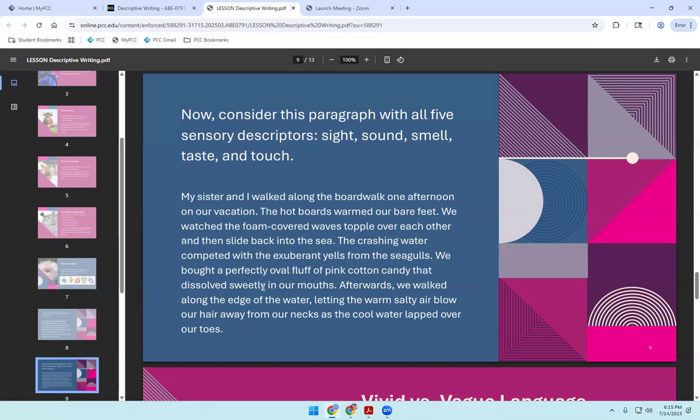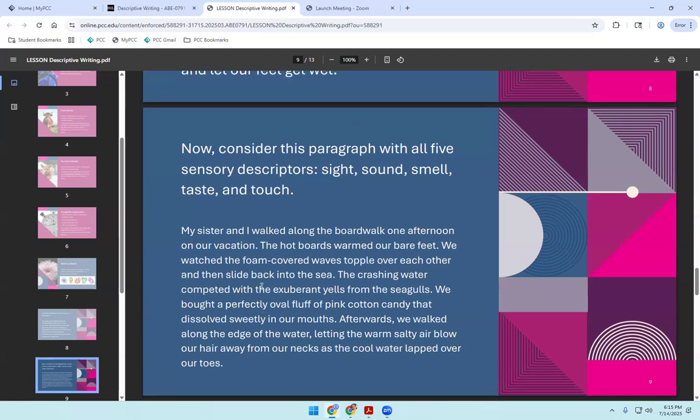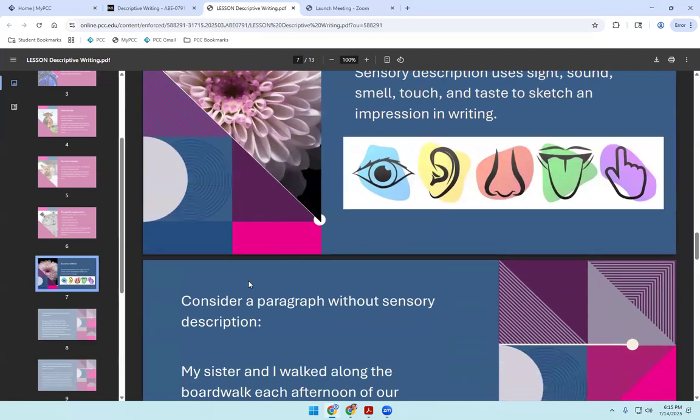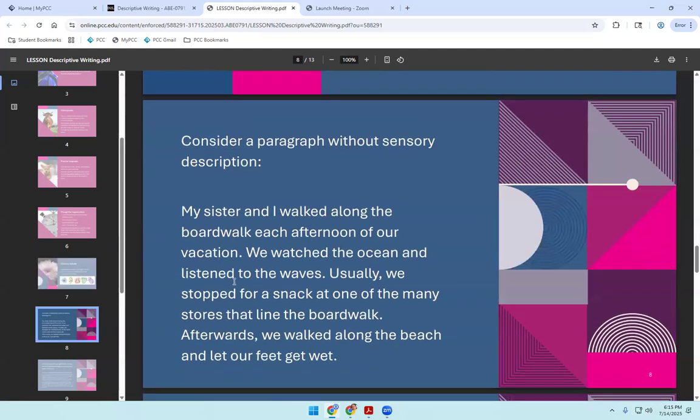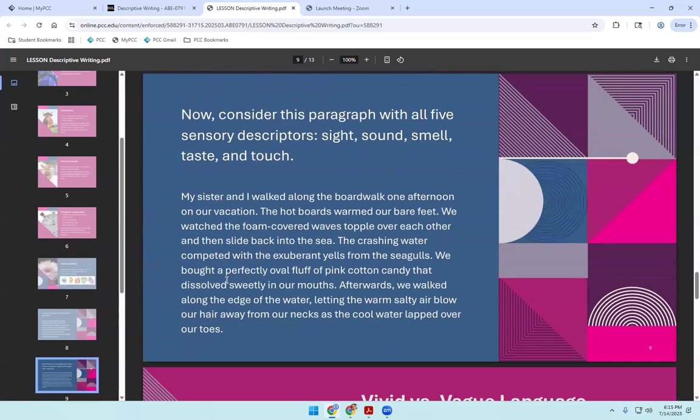Okay, lots of sensory words in there. Let's go back to what those senses are. Okay, so there's sight, hearing, smell, taste, and touch. Can you find words in here that indicate sight? Some of the descriptive things that are talking about what they're seeing. Hot boards, is that something you see? Or which one would that be? That is a great descriptor. Which sense is the hot board? Touch, yes.